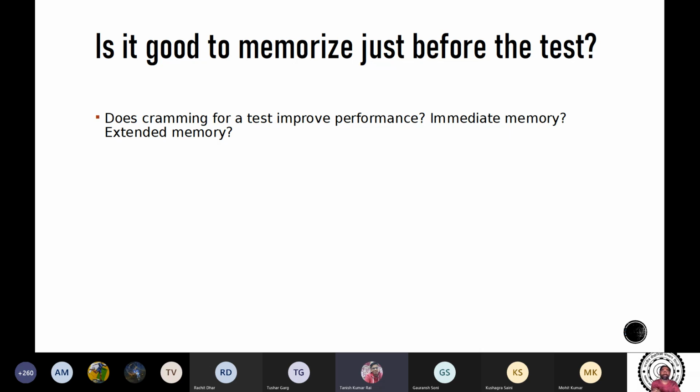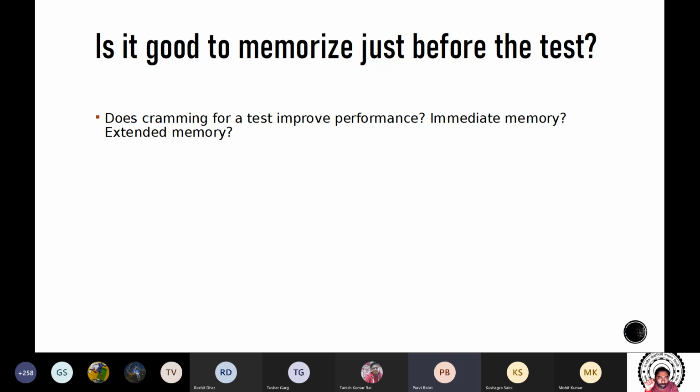Okay. Fair enough. Anybody else wants to add something more? Sir, it depends on the people and the type of test. If the test includes a big syllabus, then it might not be good. But if it includes a small portion of the syllabus, then it might be better. And it also depends on people. Some people do very well after just learning the day before, and some people tend to do better when they keep on revising the syllabus.